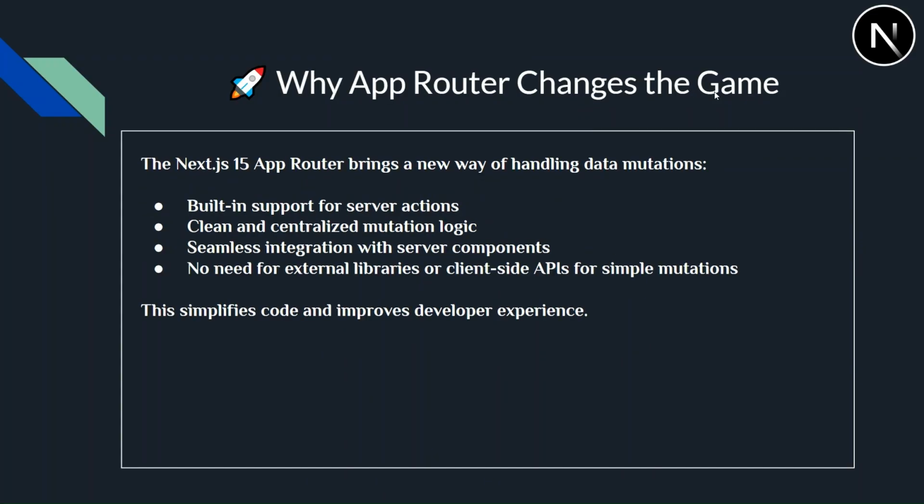So why does the app router change the game? The Next.js 15 app router brings a new way of handling data mutation: built-in support for server actions, cleaner centralized mutation logic, seamless integration with server components, and no need for external libraries or client-side APIs for simple mutations. They simplify code and improve developer experience. In today's video, we will first build a React form using the traditional approach of handling data mutations in React. So, let's move on to Visual Studio Code.